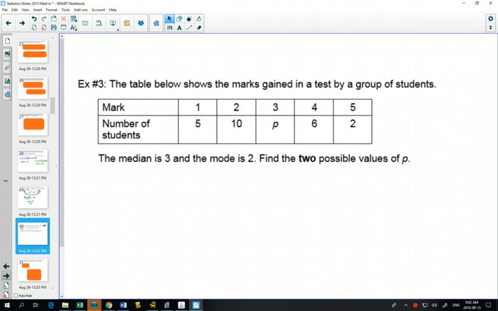So these last questions, question 2 and question 3, are questions where in statistics they're taking the definitions that you know for mode, median, and mean, and saying, do you really understand them? Because we're going to complicate the math a little bit.